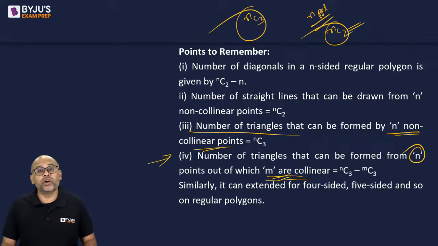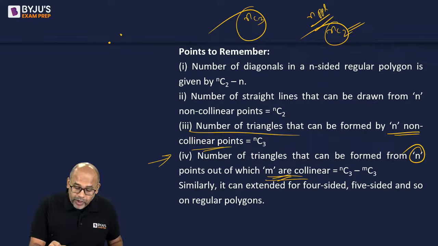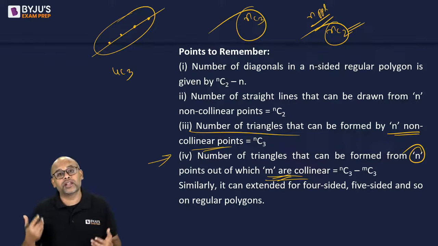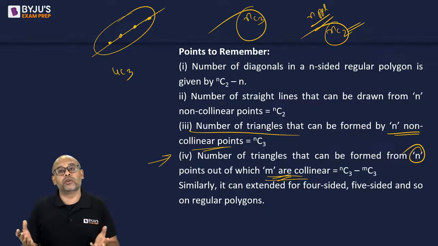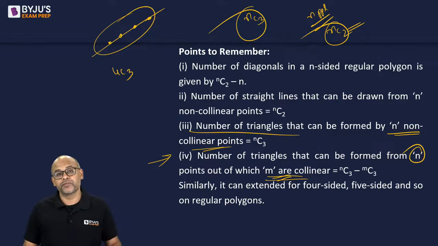So firstly, what is the effect of collinearity in our triangles? Remember guys, if there are points in a straight line, you are not going to get any triangles here. So if you say 4C3 triangles you are supposed to get, you are not going to get them. Why? Because any 3 combination you take on these 4 will give you the same straight line. You are not getting a triangle at all.